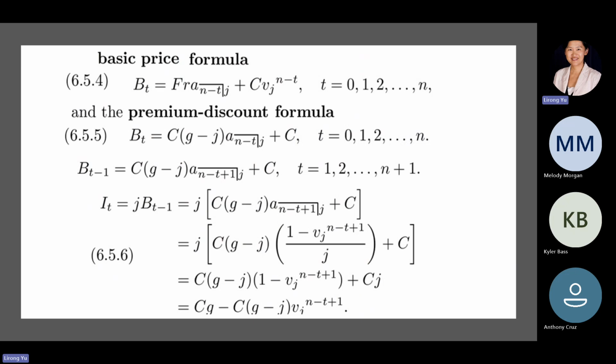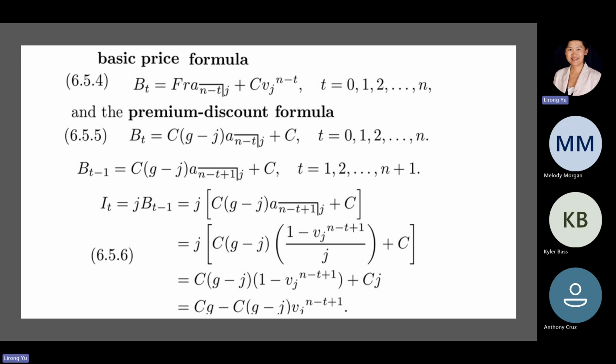Except the future number of payments is no longer N, it's N minus T, because BT represents the balance or the book value when you have paid T payments. So T coupons have already been paid. The total number of coupon payments is supposed to be N, so N minus T will be more coupons to come in the future. So the second formula represents a premium discount formula.